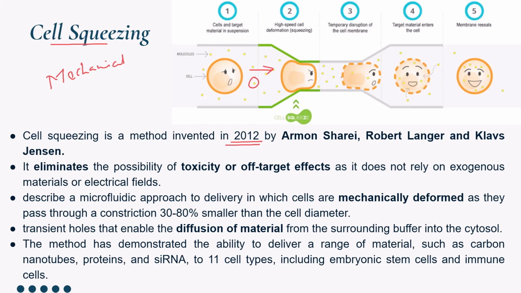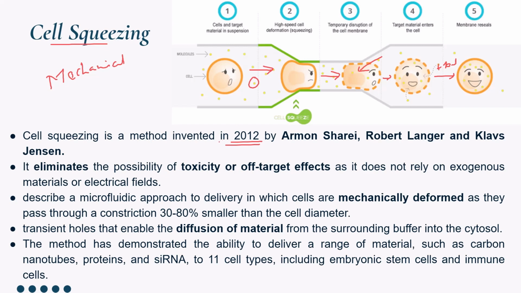squeeze through it. This squeezing causes mechanical damage, that is pore formation, to the cell membrane, and through this damage the gene of interest or the compound of interest enters the cells. Then the cells will heal, and transfection is successfully done using the cell squeezing method. So this is the cell squeezing method.